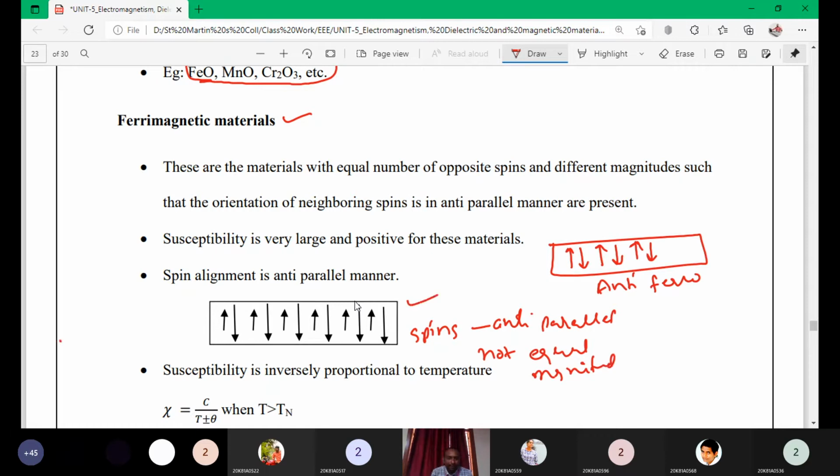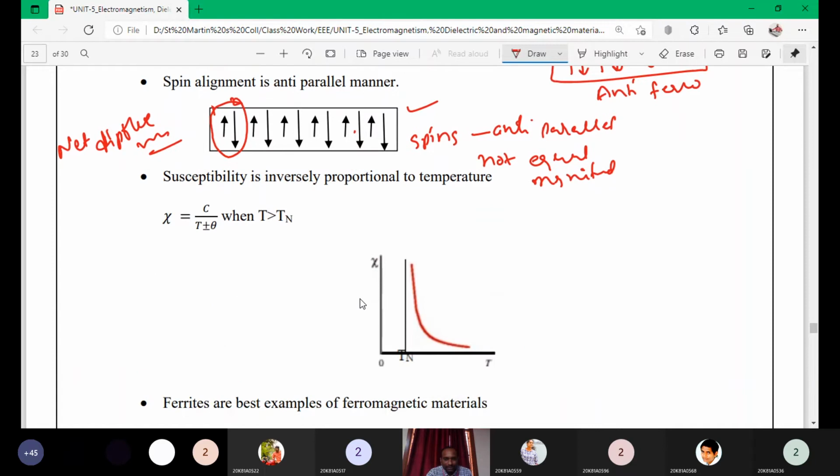That's why they have a net magnetic dipole moment. These are not equal, right? If it is equal, the net magnetic moment is zero, but this is not equal. The magnitude of the first one is different, the second one is different. So the net spin between these two spins is not zero. And if you take all the atoms throughout and take all spins, their net spin is not zero. That's why this material has some magnetic moment.